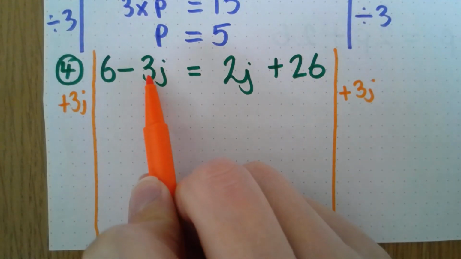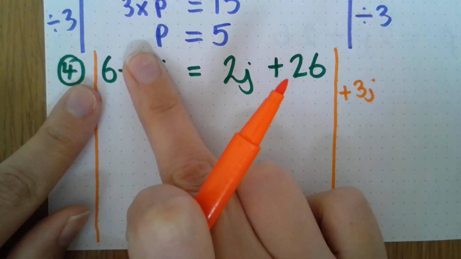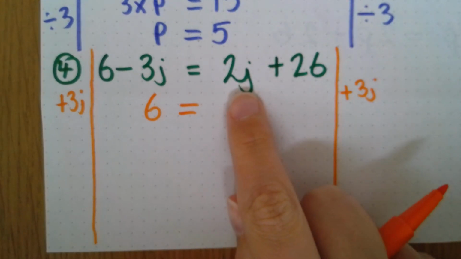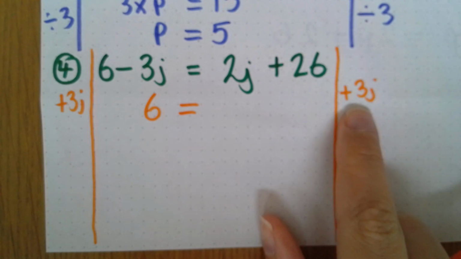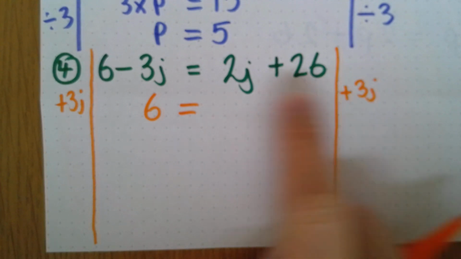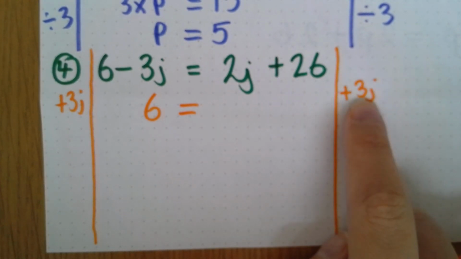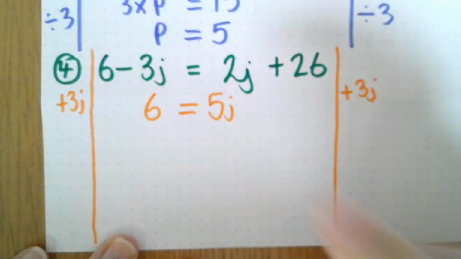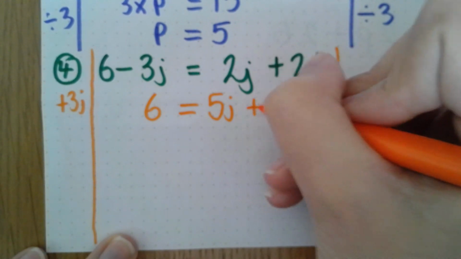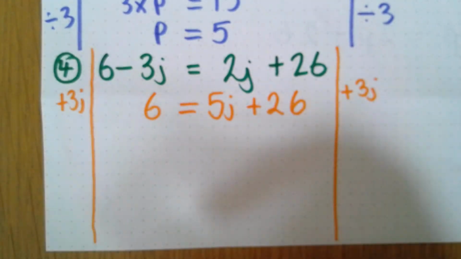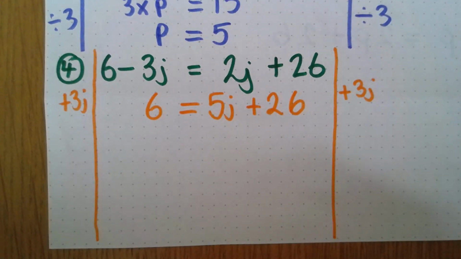So 6, take 3j, add 3j, they just disappear, so you're just left with 6 equals 2j plus 26, add 3j. Well, that's just 26 and that's got j's in, so we can't link those two, but we can link these two because that's got j's and that's got j's. So 2j's add 3j's is 5j's, and we haven't done anything with this plus 26, so we're going to keep that there. It doesn't matter that the letter's on the other side. Remember, as long as we've got the letter on one side and the numbers on the other side, it doesn't matter which way round we do it.